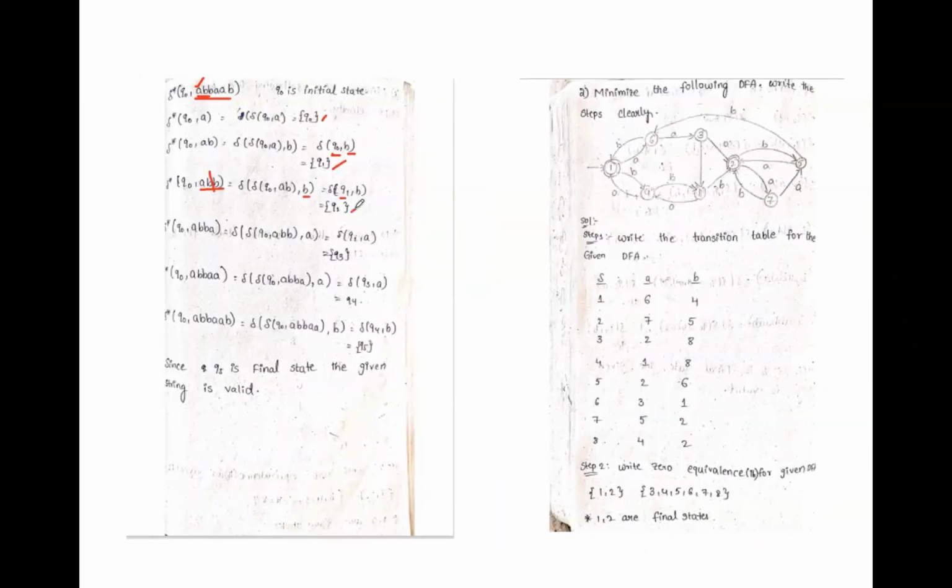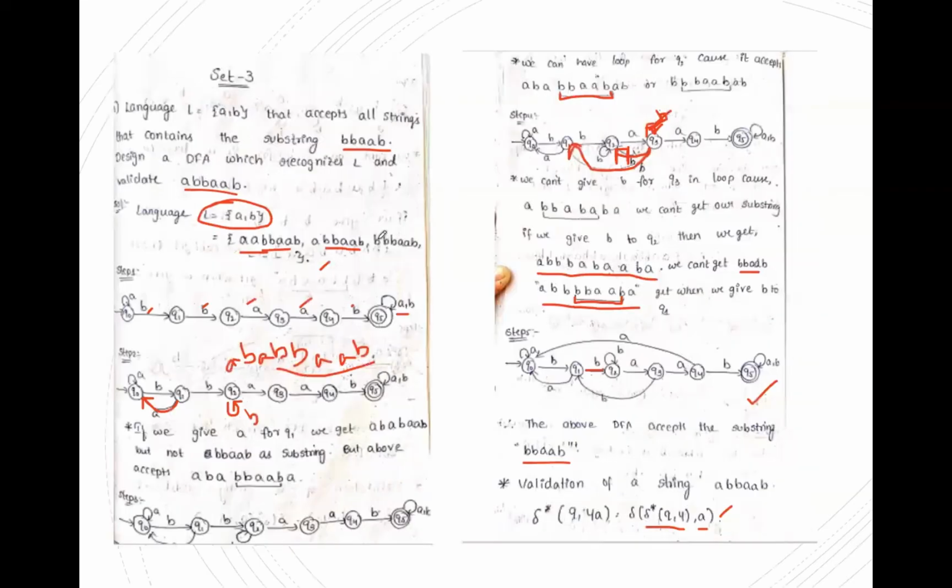So we got Q2. Now find out Q naught on the first four symbols. Write the first part like this and the last symbol separately. We got the answer before: delta star of Q naught comma ABB is Q2. So we got Q2 in this place, and write this A as it is. So delta of Q2 on A, from the table, Q2 on A is Q3.